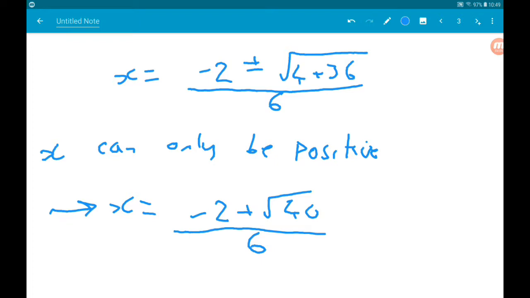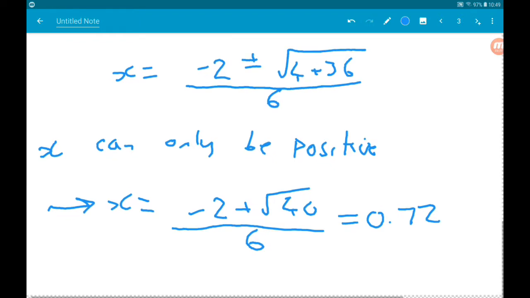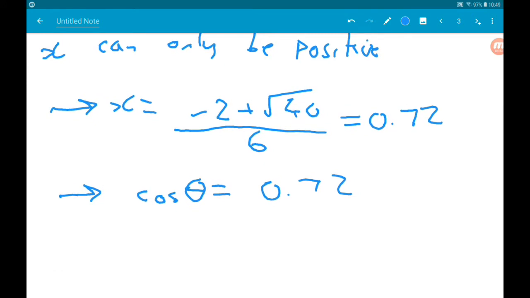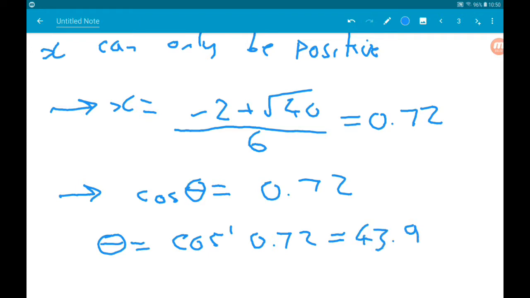Now, if we plug that into our calculators, we get 0.72. So, now undo the substitution. So this now tells us cos of theta is 0.72. So our first solution is theta is the inverse cos of 0.72. And that gives us 43.9. And that's degrees.